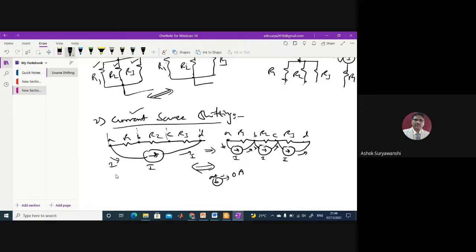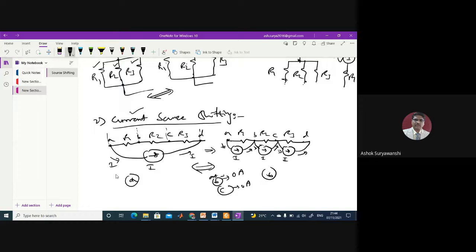Similarly at C, entering is I ampere, leaving is I ampere. So again at C node it is 0 ampere, and then entering at D, I ampere. So here the current leaving at A is I in the first diagram and in the second diagram, and the current entering at D node is I ampere in both diagrams. So both are same.